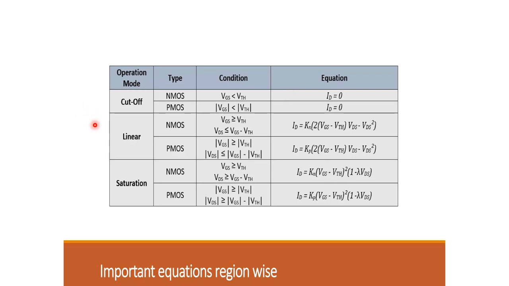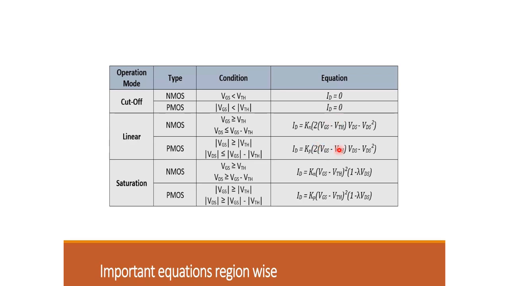In case VGS, that is the gate voltage, is larger than the threshold voltage, and at this condition VDS, the drain voltage, is somewhat low, comparable to the gate voltage minus the threshold voltage, the MOS current equation is given by Kn, the constant for the NMOS, Kn/2 times (VGS minus VTH) times VDS minus VDS whole squared. That is the equation for the linear region.